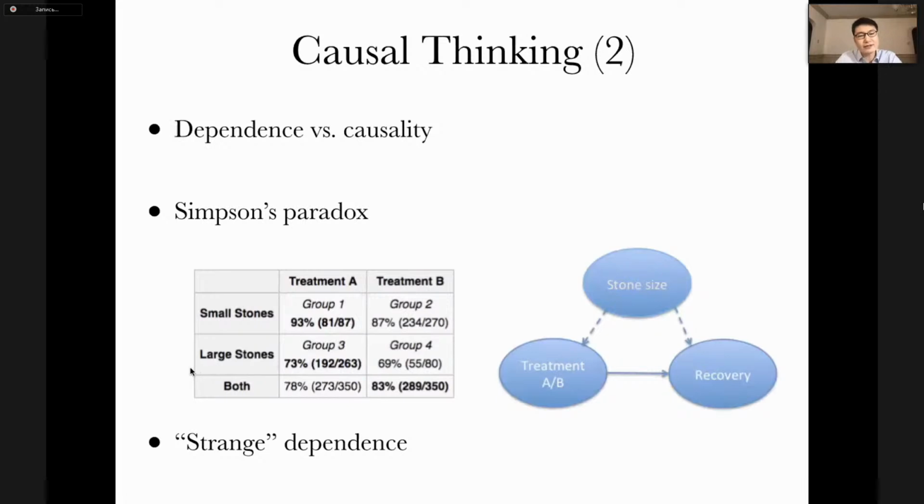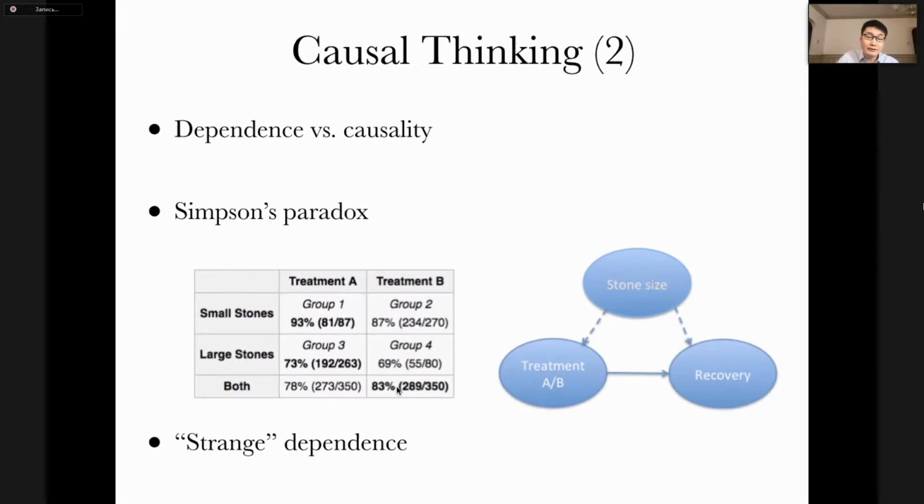And for the group with large stones, the same thing happens because treatment A has a recovery rate of 73%, which is higher than 69%, right? And now, if you combine the data, just consider the whole data set, you can see, oh, treatment A has a recovery rate of 78%, and B has 83%. B is better. So now comes the question. Suppose you are a doctor, and suppose you only care about the recovery rate, meaning you just want to maximize the chance of recovery. And now, suppose a new patient just comes to you. Would you recommend A or B?